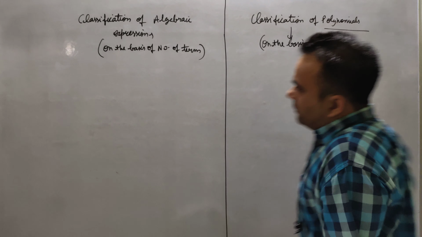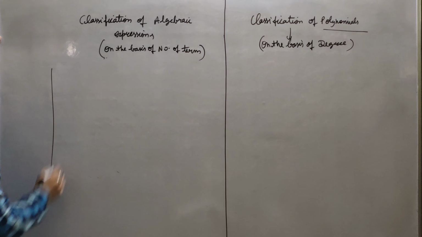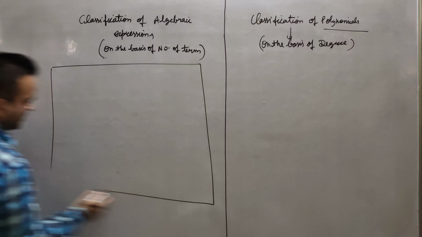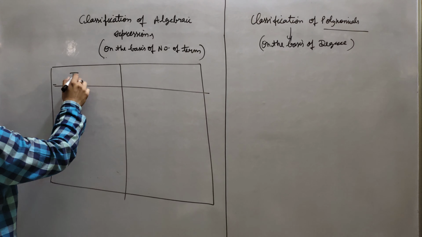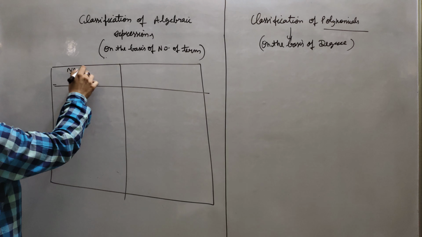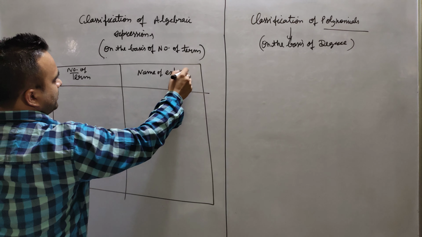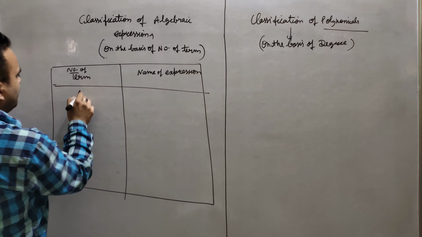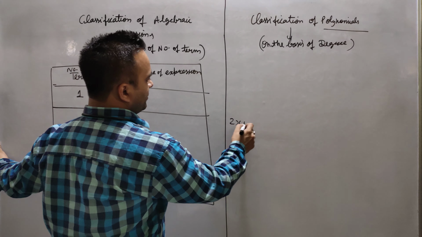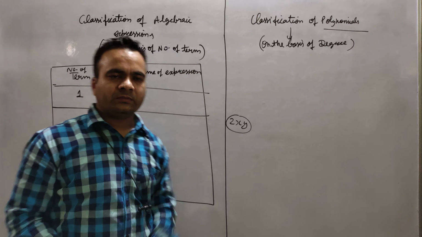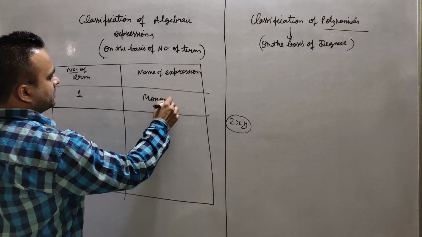On the basis of degree we will classify. Now suppose there is one term, I am making a table. I am writing here the number of terms and the name of the expression. If there is only one term in the expression, suppose 2xy, it is only one term, nothing is added with this, so we call it monomial.